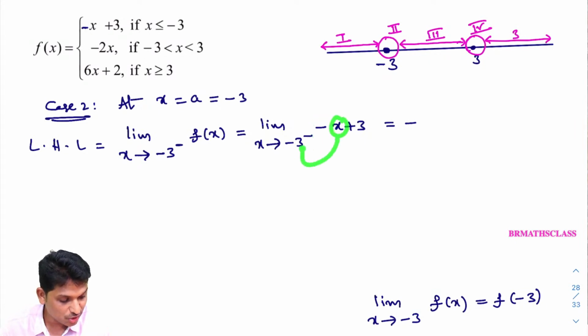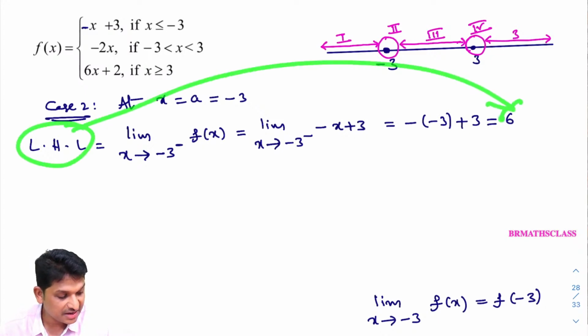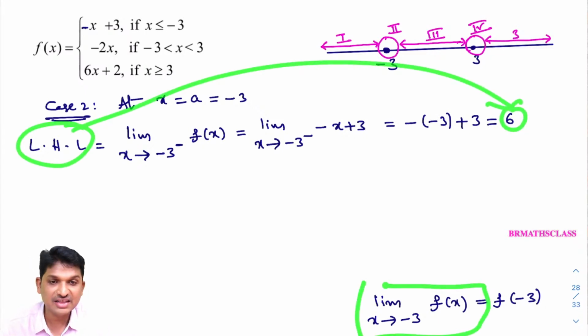Now in place of x, what I'll write? In place of x, I'll write minus 3. Minus of minus 3 plus 3 equals 3 plus 3, that is 6. So when I calculated the left hand limit, I got 6. In the process of calculating this, I calculated the left hand limit. Now I need to calculate the right hand limit also.